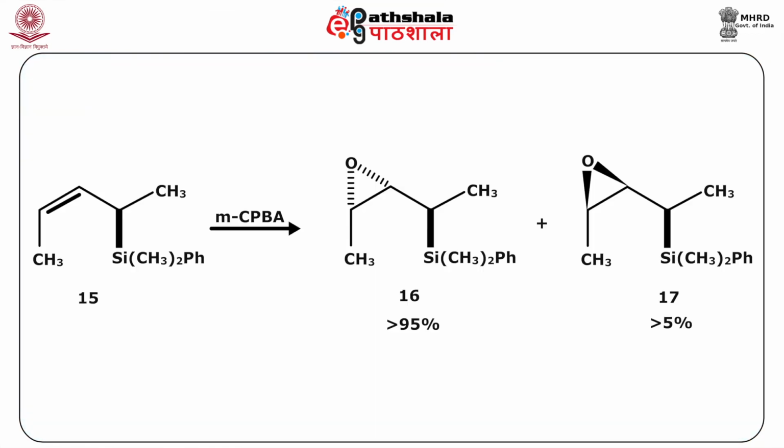Stereoselective reactions. The reactions where one stereoisomer of a product is formed preferentially over the other are known as stereoselective reactions. In the stereoselective reaction of an alkene with meta-chloroperbenzoic acid, the two epoxides are formed in different amounts. As can be seen here in the structure, the backside and the front side formation of the two epoxides take place, with the products being formed in different ratios.